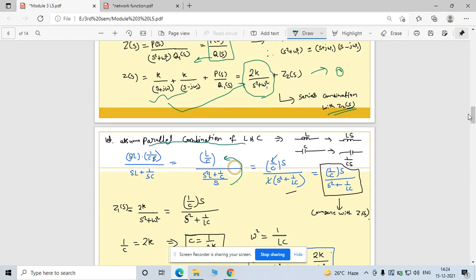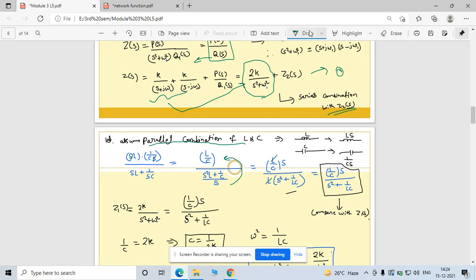Now this is your standard format, right? 1 by S, 1 by C divided by S square plus 1 by LC. Now see, compare this with your Z1 of S. What is Z1 of S? This is nothing but your Z1 of S, right?